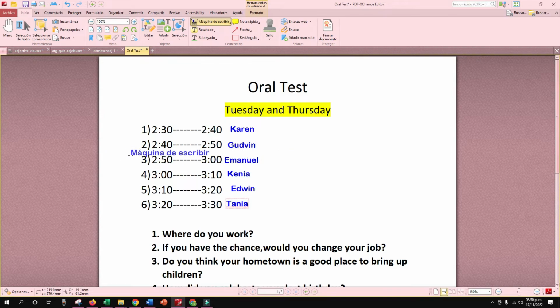Luego viene Mr. Goodwin a las 2:40, de 2:40 a 2:50. Cuando él termine, él se va a retirar y va a entrar Emmanuel a la reunión, ¿verdad? Y ya haremos el examen con él y así sucesivamente con los demás, ¿ok? ¿Estamos bien, chicos, o hay preguntas? ¿No? Día martes. Sí, sería el día martes en su caso. Ok. Ustedes van para el día martes.